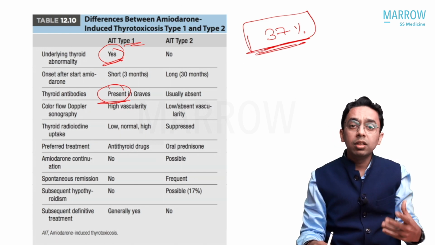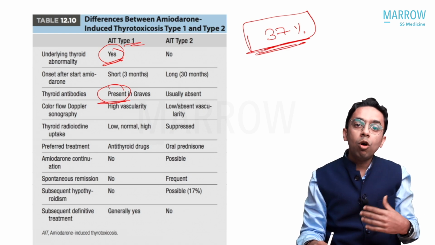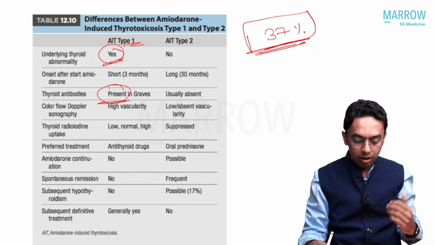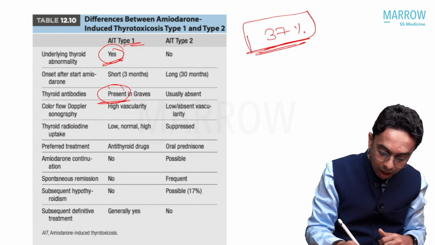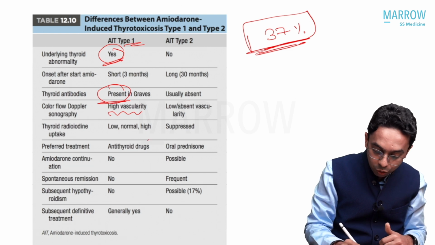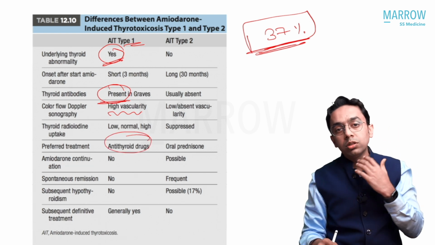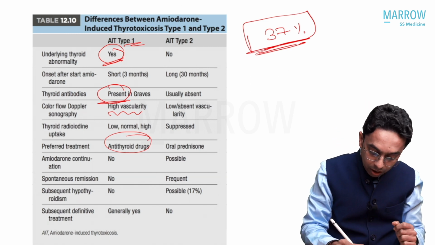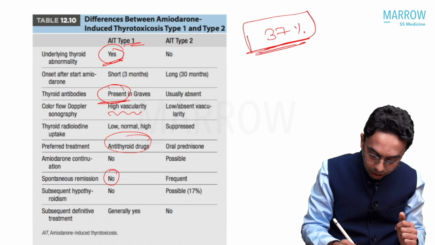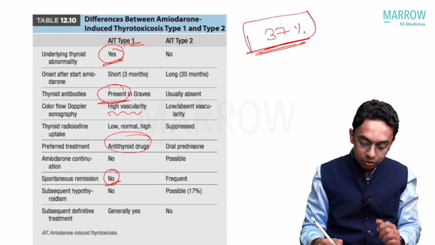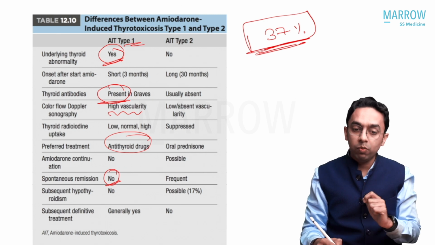So what will happen? This gland will form more and more hormone because there is some autoimmune condition previously, right? So they will have high vascularity, which you can pick up on color Doppler, and you need an anti-thyroid drug because now this gland is forming more hormone, and you have to discontinue amiodarone, and there won't be any spontaneous remission of this condition. Okay, so this is AIT type 1.